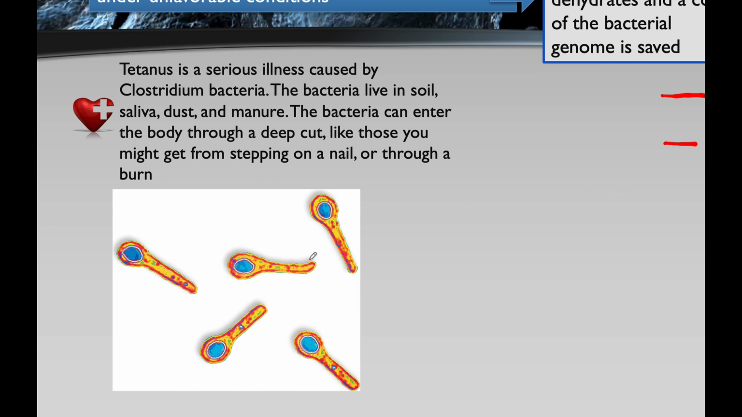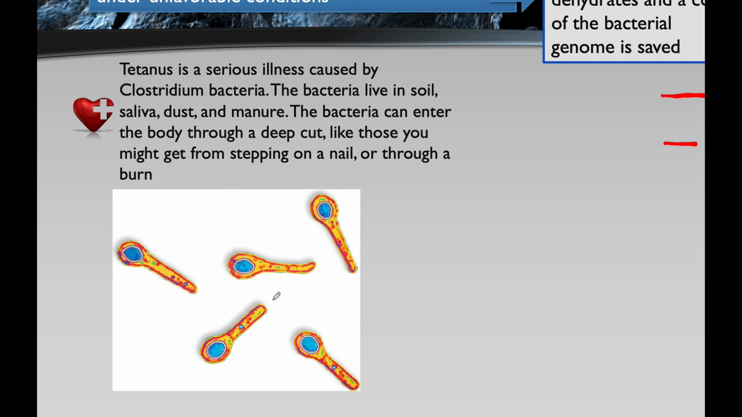Let's take a look at a really common one that we talk about when referring to spore formers. There's this bacteria called Clostridium, and this family of bacteria, one of the diseases it causes is tetanus. You'll find Clostridium family bacteria in soil, saliva, dust, and manure, but you can also find them on rusty metal. And these bacteria can enter your body through a deep cut, like those you might get from stepping on a nail or through a particular type of burn.